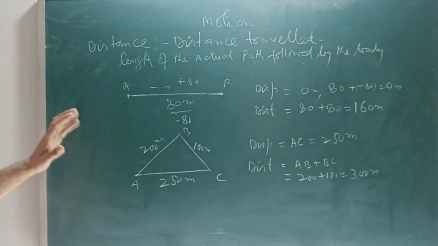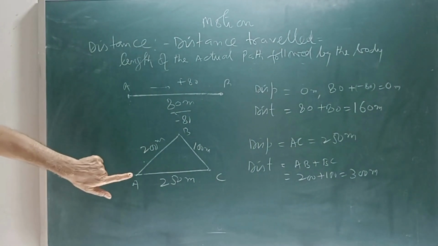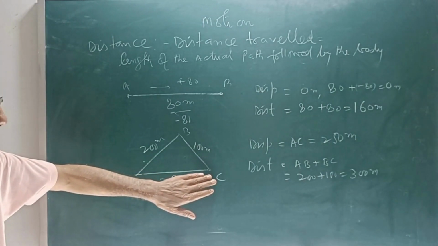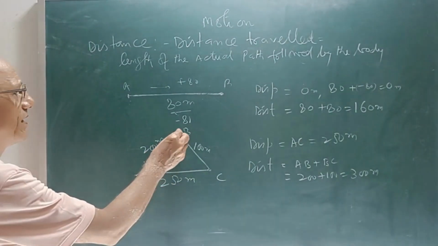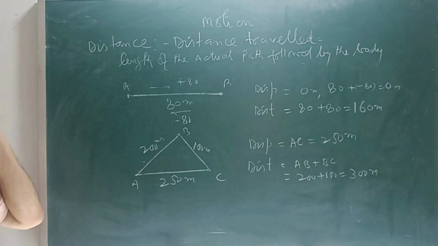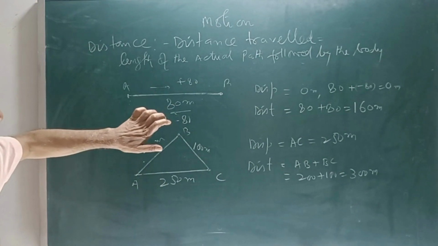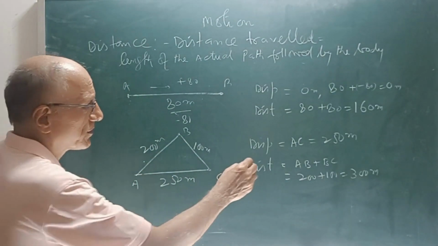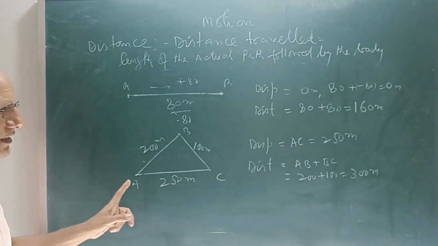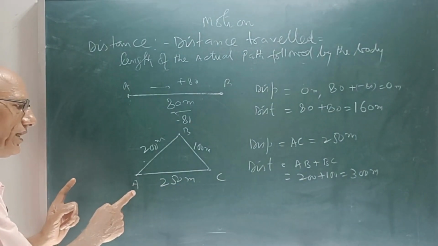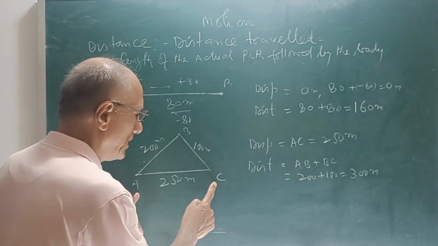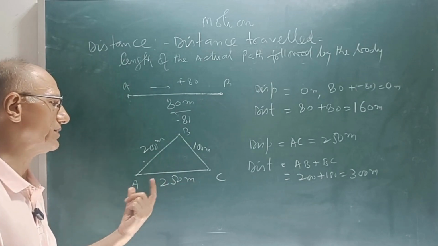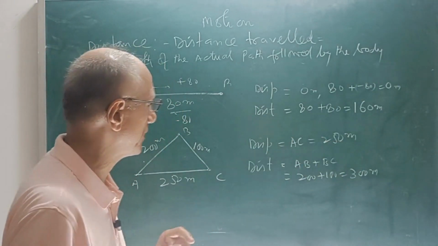Once again, let me revise. The child wished to go to his friend's house for study, but he remembered that he needed a book and a notebook, so he went first to the market and then to his friend's house. So the displacement of the child is AC because it is the change in position. Initially the position was A and the final position is C. So this is the change in position, meaning the distance between the two positions, that is AC. So that is 250 meter.